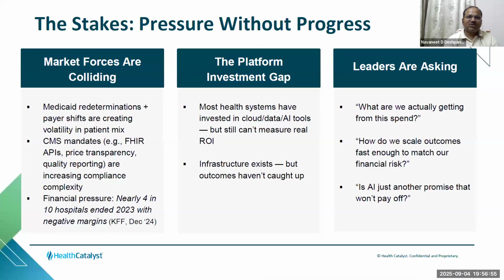Let's try to see one case, like pressure without progress. This is what one of the American companies wanted to undertake. What they were finding is Medicaid redeterminations.